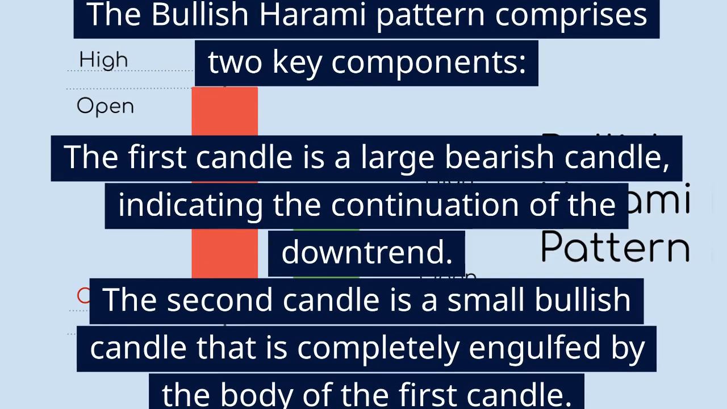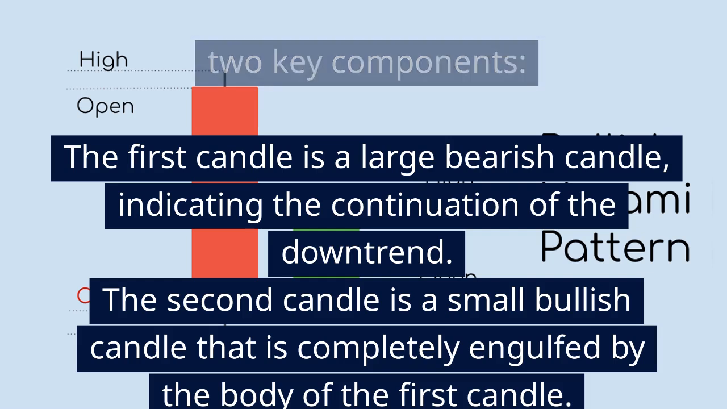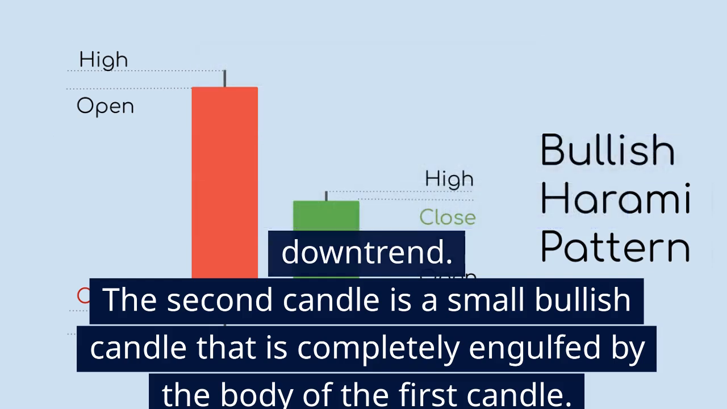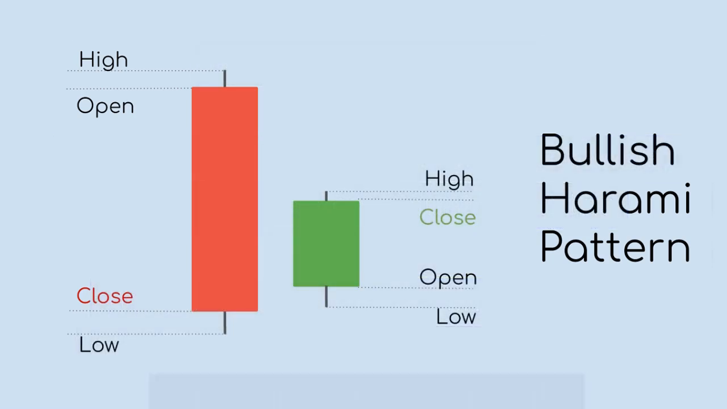The Bullish Harami pattern comprises two key components. The first candle is a large bearish candle, indicating the continuation of the downtrend. The second candle is a small bullish candle that is completely engulfed by the body of the first candle.